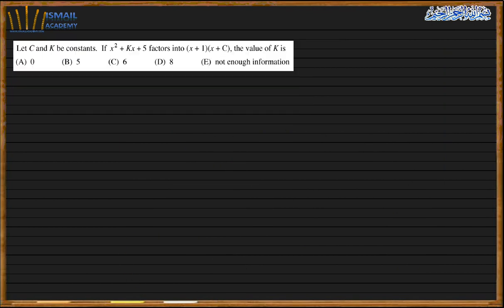Next question, if C and K are constants, so if we FOIL this, K will be 1 plus C. And if I do 1 times 1 plus 1 times C, it will give me 5. So 1 times C, it will give me 5, which means that C equals 5 and K equals 6. So the value for K is 6. I hope you got the idea how to do this type of question.